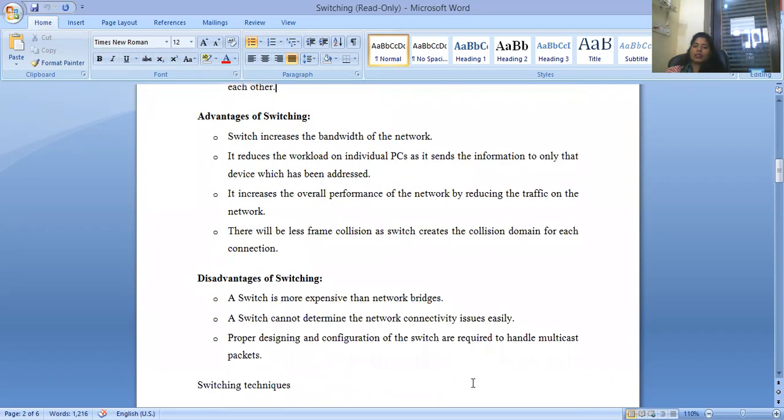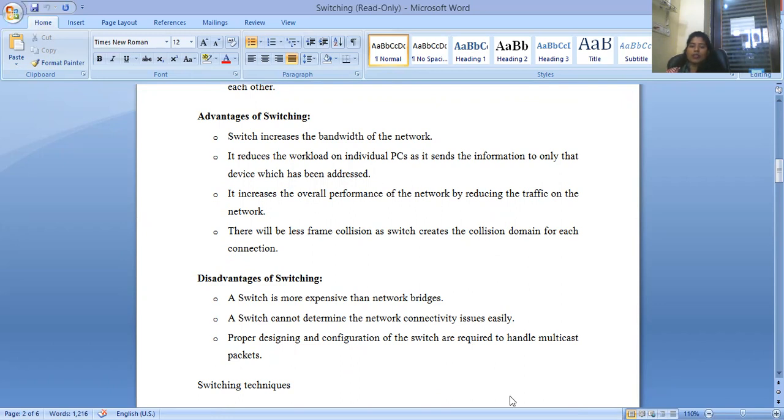The advantages of switching: a switch increases the bandwidth of the network, reduces the workload of individual PCs, and sends the information only to the device which has been addressed. It also increases the overall performance of the network by reducing the traffic on the network. There will be fewer frame collisions, as a switch creates a collision domain for each connection.